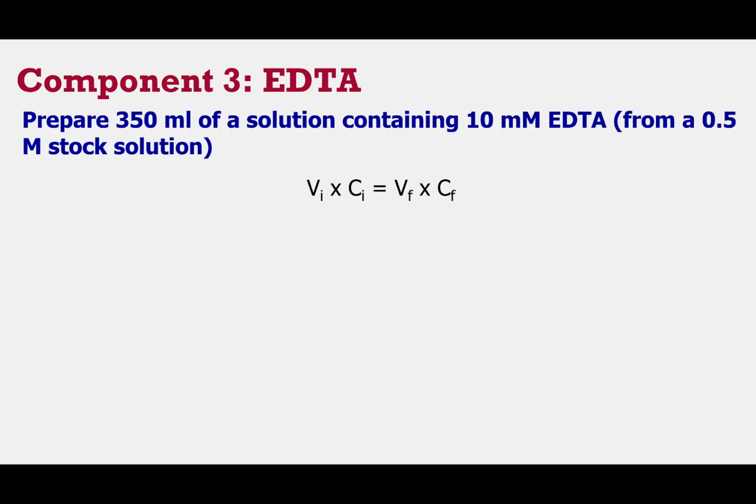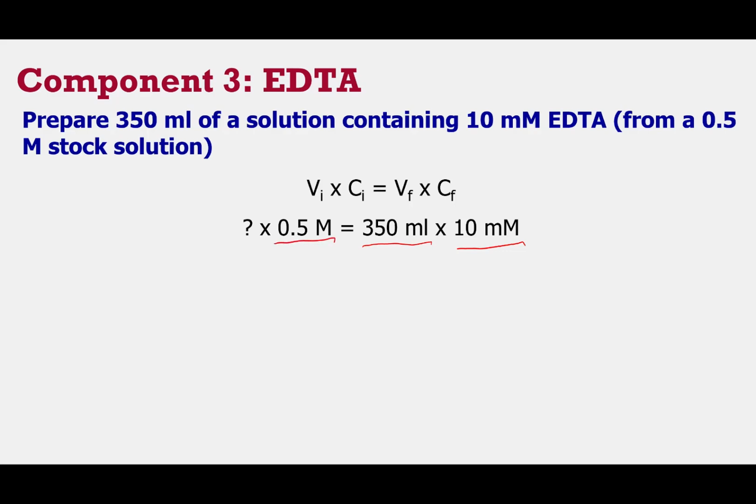So again, I would start by writing down VI times CI equals VF times CF. Which are the 3 bits of information that we know? What do we want to add to that? We know that our final concentration is going to be 10 millimolar. Our final volume, as is standard in the question overall, 350 millilitres. And my stock is 0.5 molar.